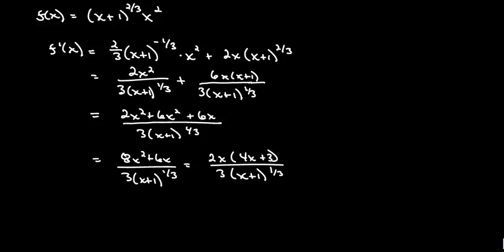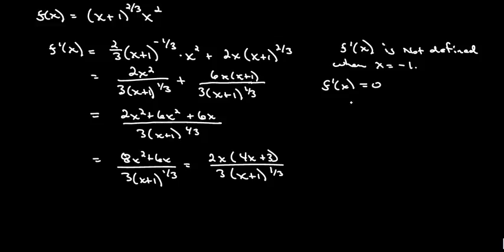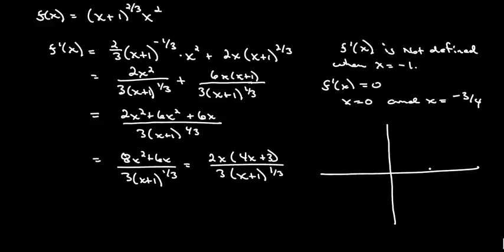Now, so what? What are we going to use that for? Well, first things first, let's go ahead and see if there's any issues where the derivative is not defined. Well, f prime of x is not defined when x is equal to -1, because at -1 I get 0. The third root of 0 is 0 times 3 is 0. So there's an issue there. Now let's take a look when f prime of x is equal to 0. That's when the numerator is equal to 0. So that occurs when x equals 0 and x equals -3/4.